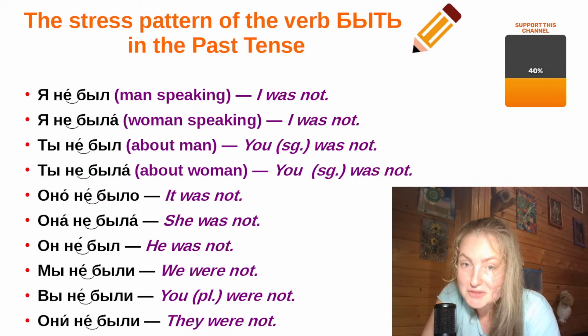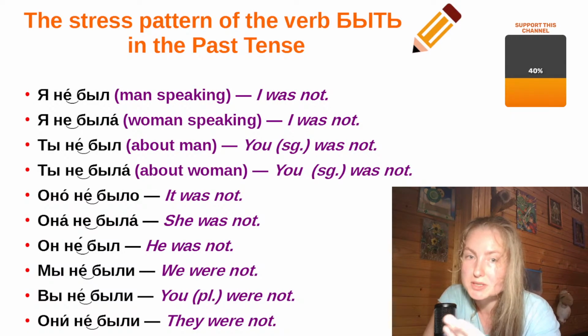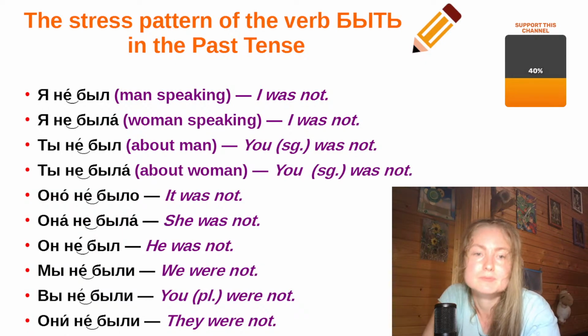Okay, but feminine form of ты не была. About woman. То есть you was not. Ты не была, so the accent falls on the verb была.